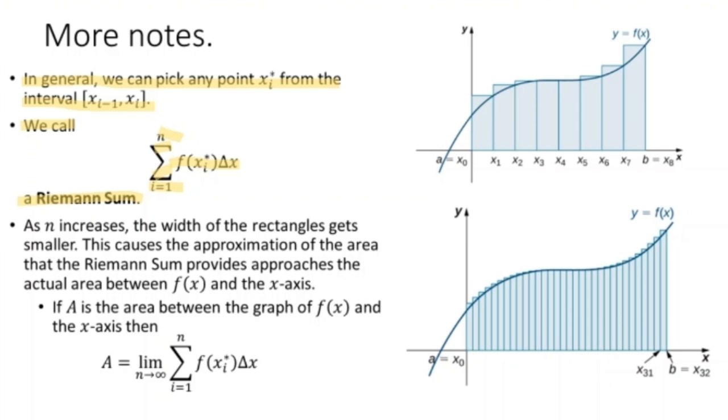One thing that's important to notice, if we take a look at the image on the right, is how using 8 rectangles versus 32 rectangles, the rectangles seem to fit better with 32. In general, as n increases, the width of the rectangles gets smaller. Since the width is getting smaller, we can better place the rectangles within the region. Just like with pictures, if we can place really, really small pixels within an image, we can get much crisper images. So this is going to cause the approximation of the area that the Riemann sum provides to approach the actual area between f of x and the x-axis. So if A is the area between the graph of f of x and the x-axis, then the actual area is equal to the limit as n approaches infinity of our Riemann sum.